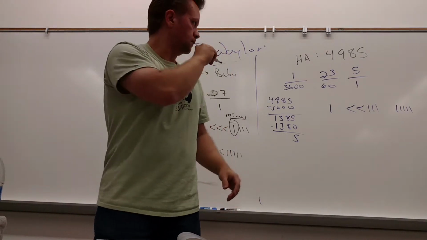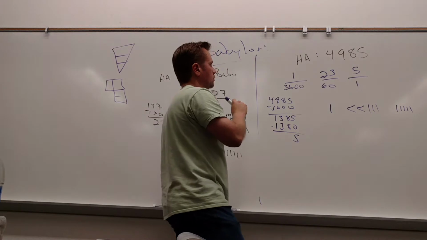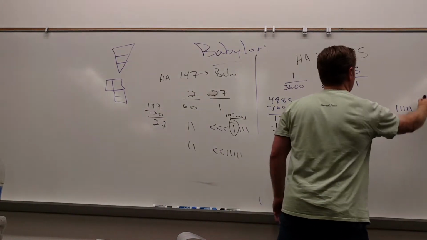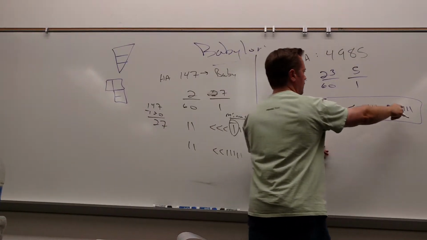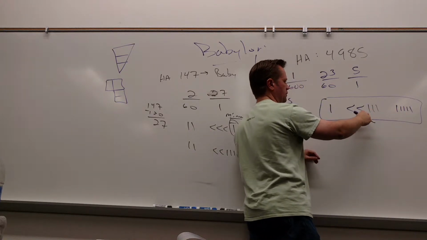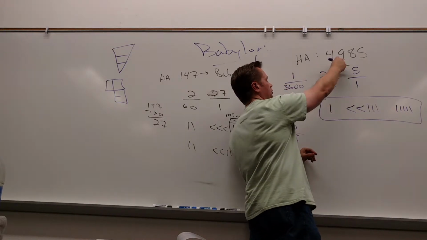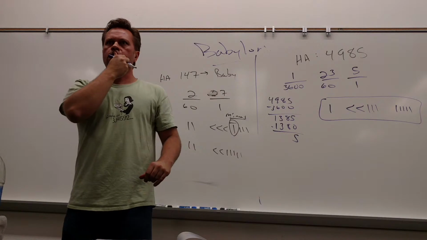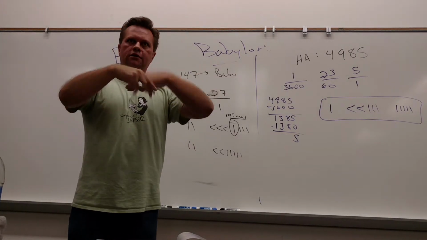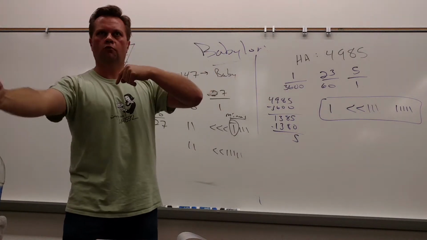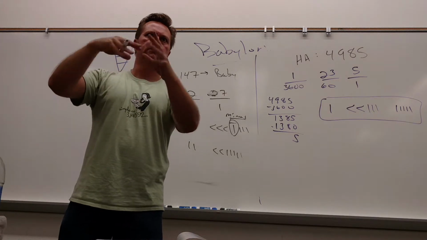Yeah? So is that off the top of the project? Is that the whole answer? This right here? Yeah. Okay. Because if I did 5 plus 23 times 60 plus 3,600, it would reproduce this, right? Yeah. So subtracting and dividing is the opposite of what I just did. So that's why one way is that, the other way is the other way. The other way is multiply and add.